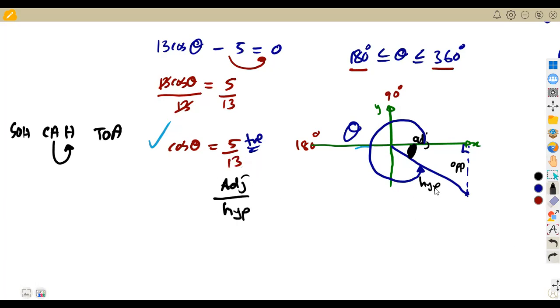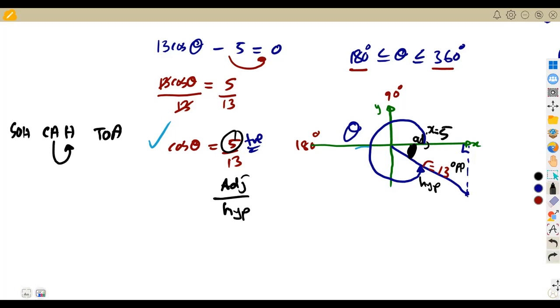That is what you are given, and this is our adjacent. On this side, the x values are positive, so this value is going to be positive as it is, which is 5, as you can see. Then the hypotenuse, like I always said, is always positive. So our hypotenuse, which is r in this case, is equal to 13. This is the x value, which is 5.